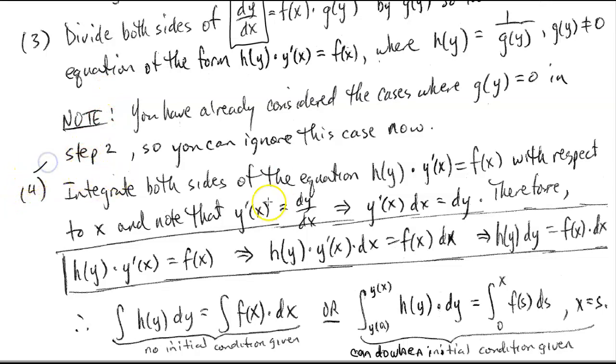So for step 4, we want to integrate both sides of this equation, and notice that I just have this as y prime, which is the dy over dx here, and we're noting here that y prime of x is dy over dx, which we know from first year calculus we could rewrite in terms of a differential in terms of y. And so this is the more formal way of doing it.